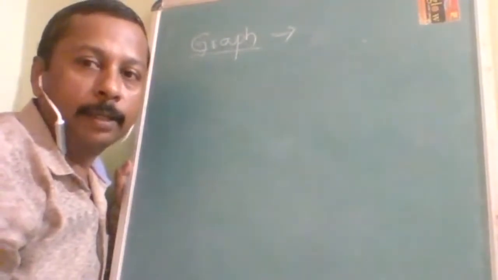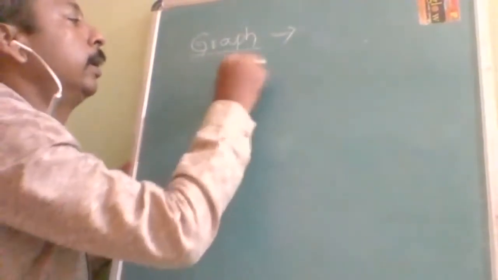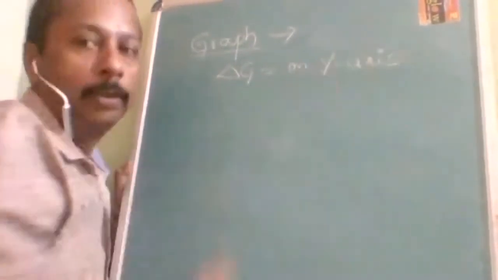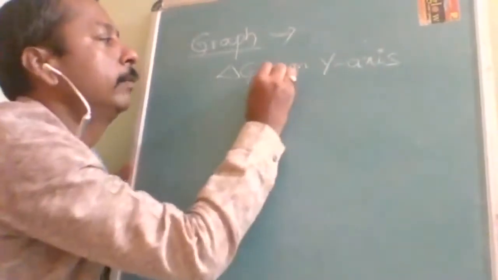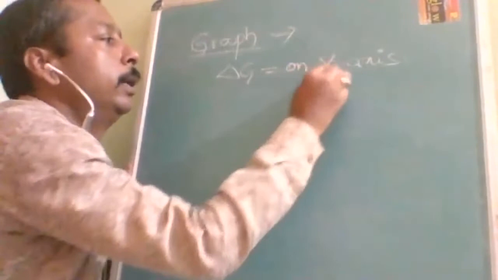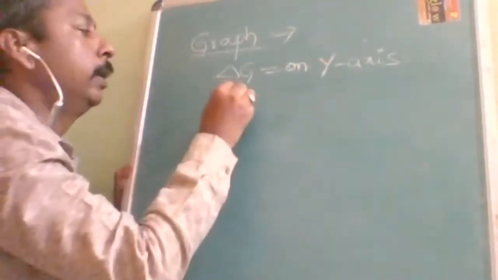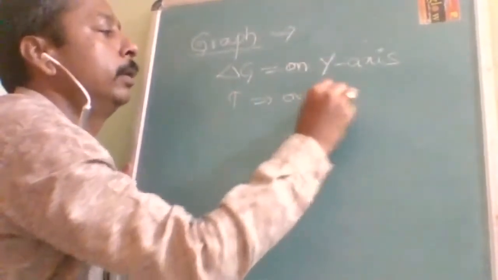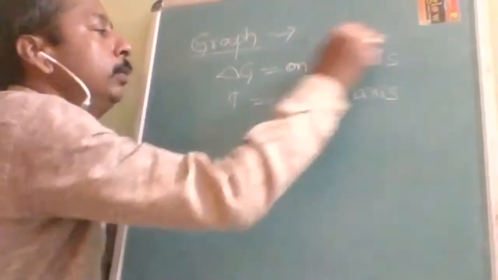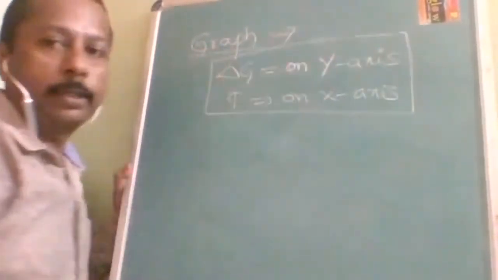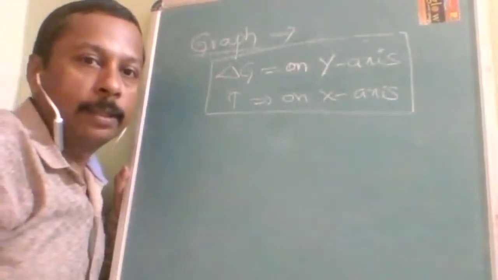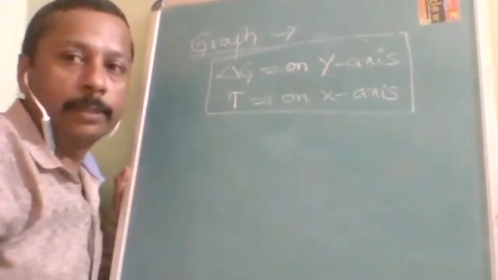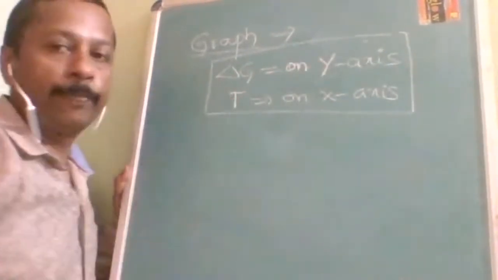The Ellingham diagram is a graph drawn by taking delta G on the y-axis and temperature on the x-axis. Simply, two things you should remember: delta G on y-axis, temperature on x-axis. That graph is called an Ellingham diagram.